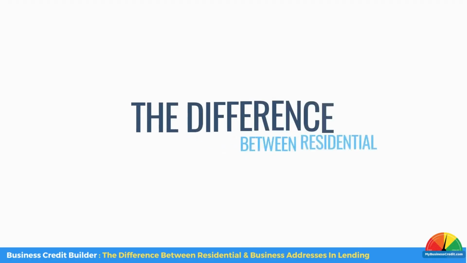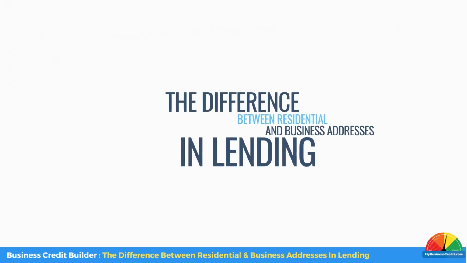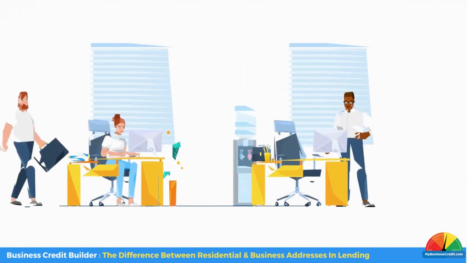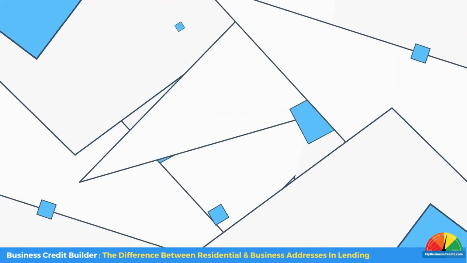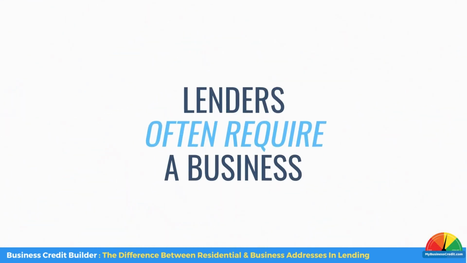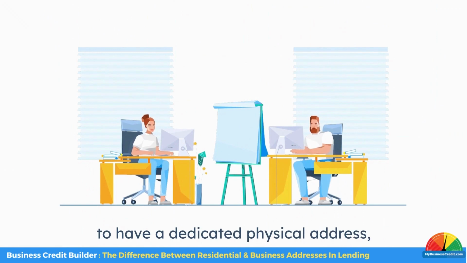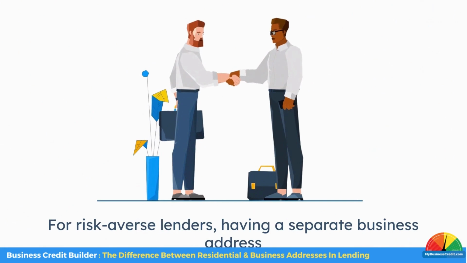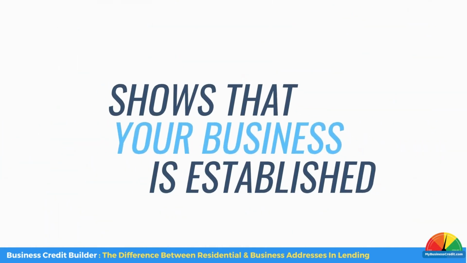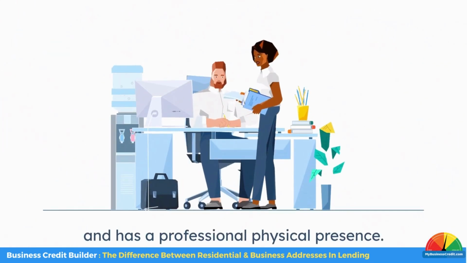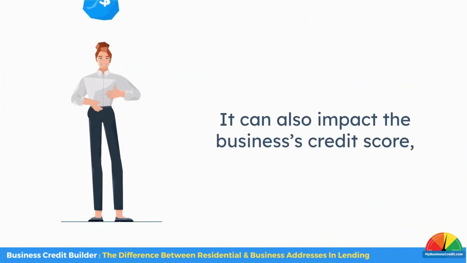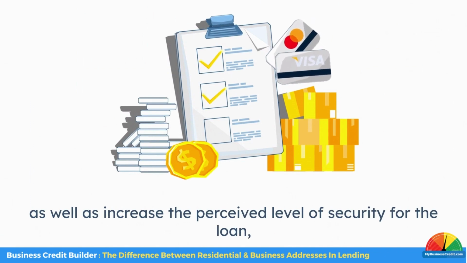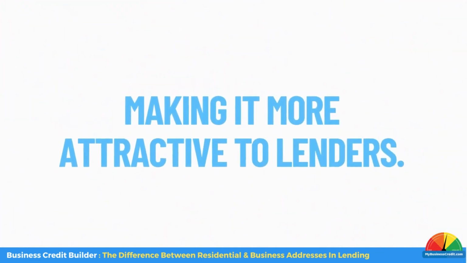The difference between residential and business addresses in lending. A residential address is where an individual lives, and a business address is where a company operates. Before offering funding, lenders often require a business to have a dedicated physical address, but why? For risk-averse lenders, having a separate business address shows that your business is established and has a professional physical presence. It can also impact the business's credit score, as well as increase the perceived level of security for the loan, making it more attractive to lenders.